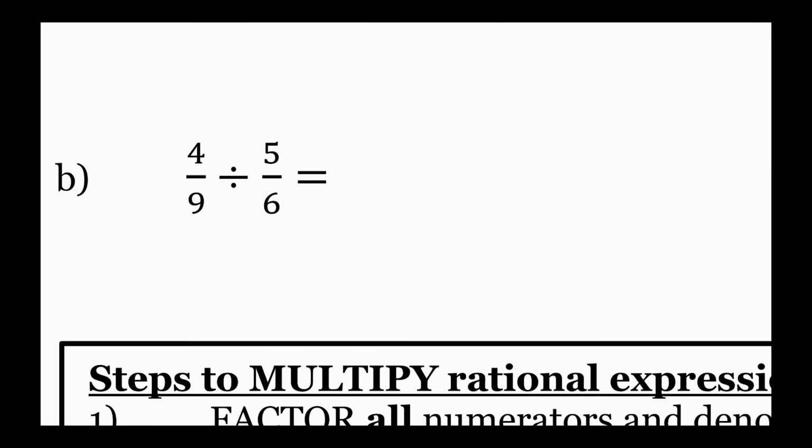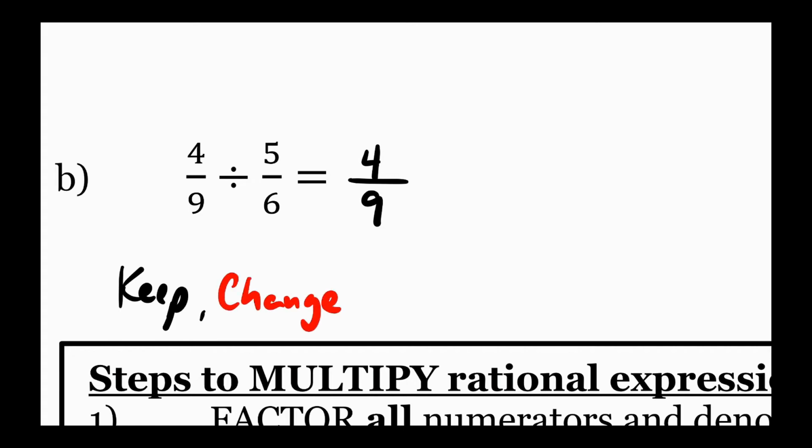The first word is keep. Keep refers to the first fraction. The first fraction is 4/9. So 4/9 is going to stay 4/9. And just like Zach just said, the division changes. The next word is change. We're going to change division to multiplication.